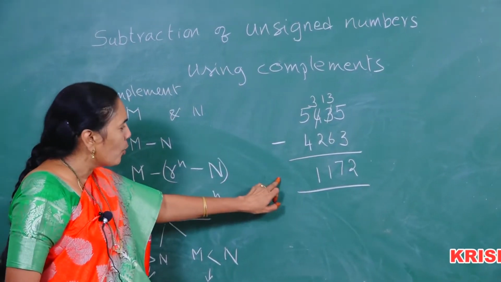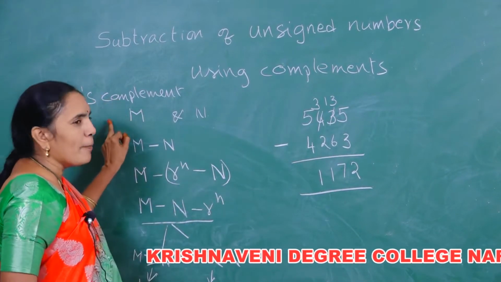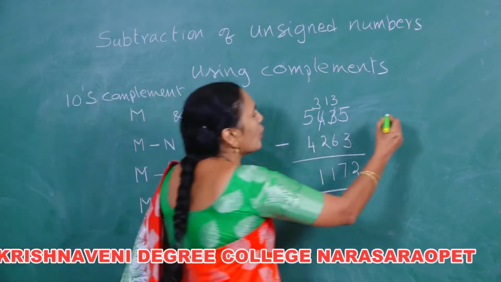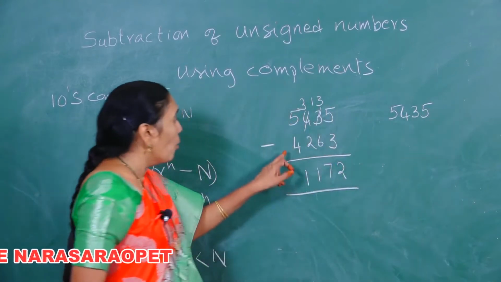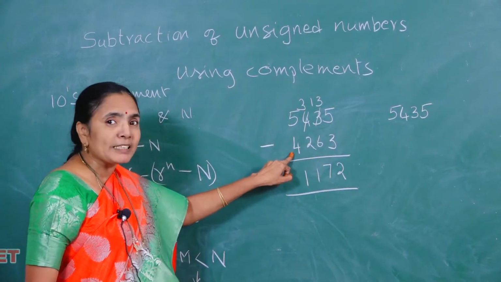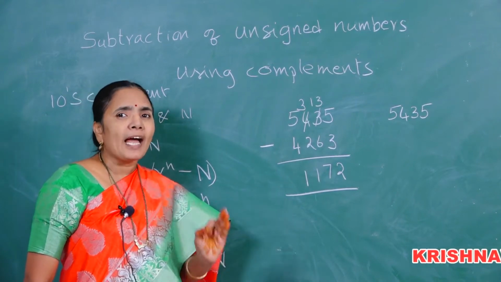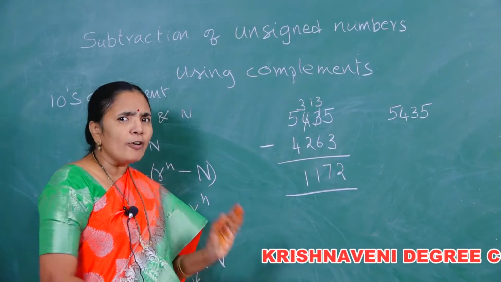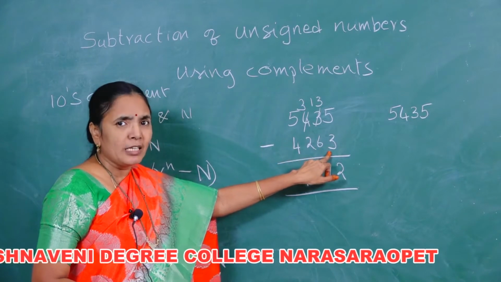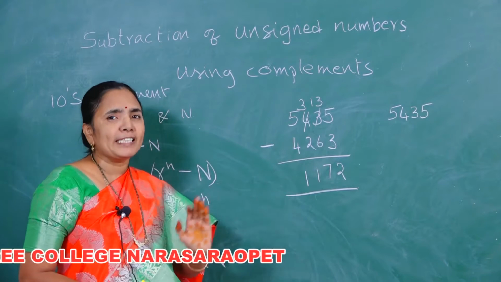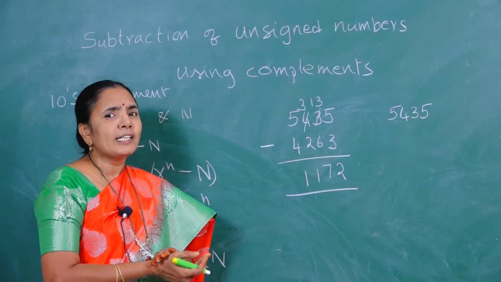Then, how are we going to do the same calculation using 10's complement subtraction? The positive number will be written as it is, 5435. Now, the negative number should be expressed in 10's complement. What is 10's complement? 10's complement is nothing but 9's complement plus 1. How do you get the 9's complement? By subtracting each individual digit from 9, we get the 9's complement of that number. When we add 1 to that 9's complement, we get the 10's complement.